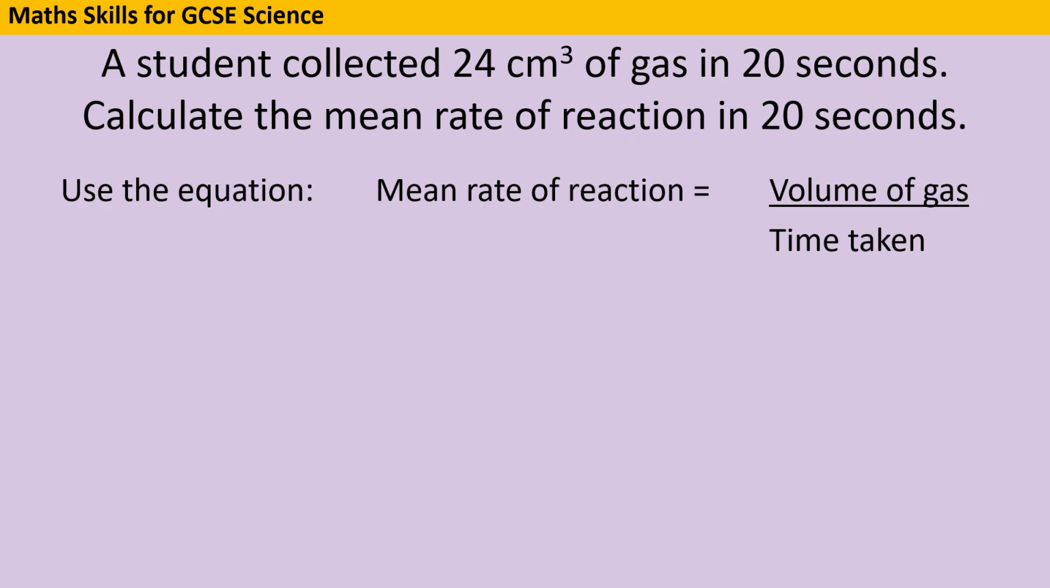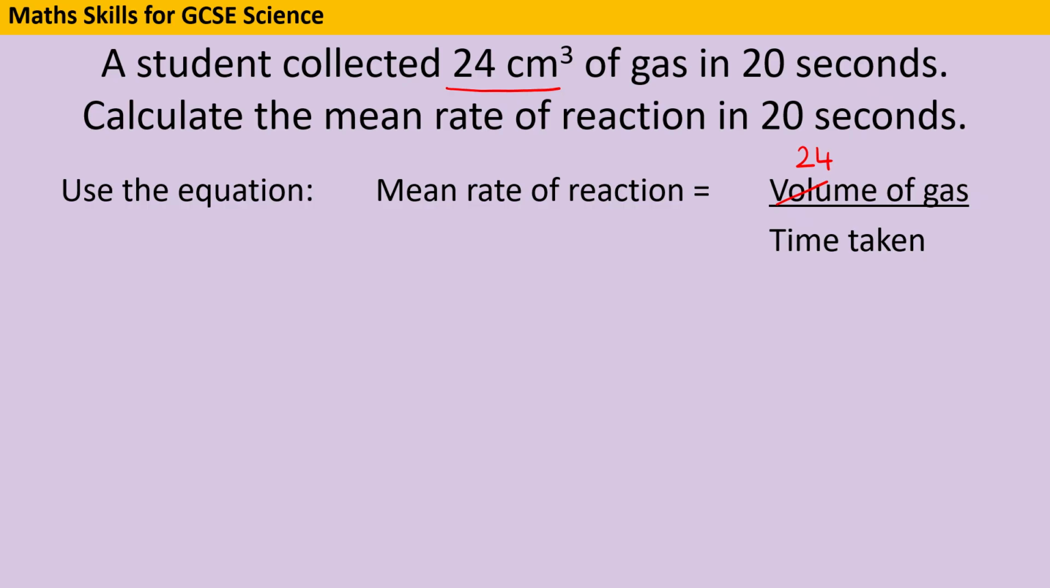Here's an example from a chemistry exam, and this one contains another really common pitfall. A student collects 24 centimeters cubed of gas in 20 seconds, and so we need to calculate the mean rate of reaction. And again, with this question, we have been given the equation that we're substituting values into. Here we can see that the volume of gas is going to be 24. Now this is slightly more complicated for a couple of reasons.